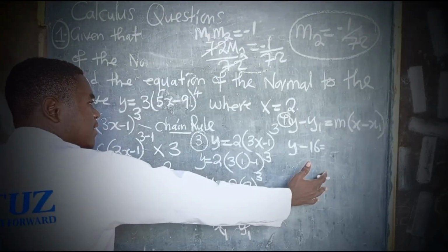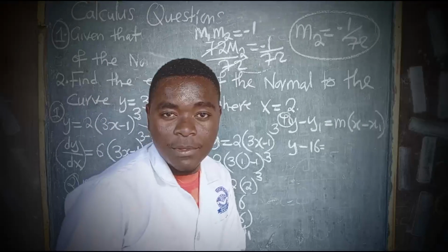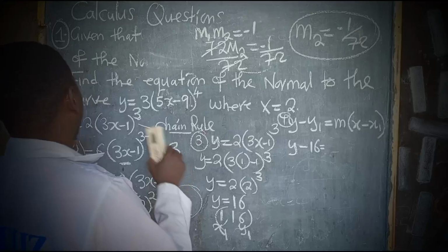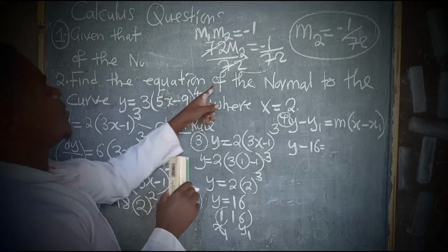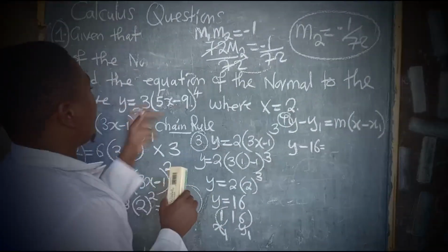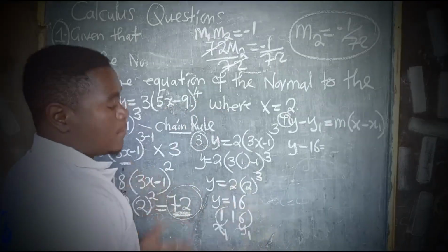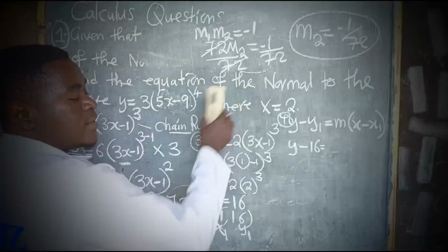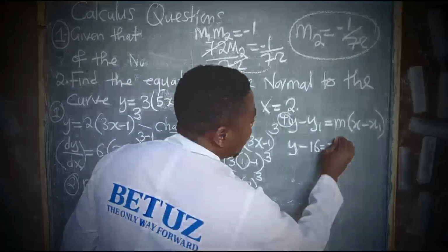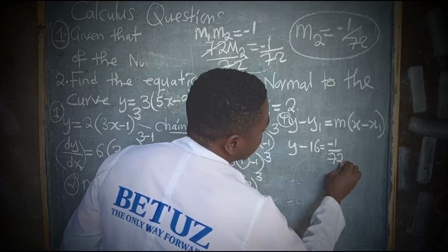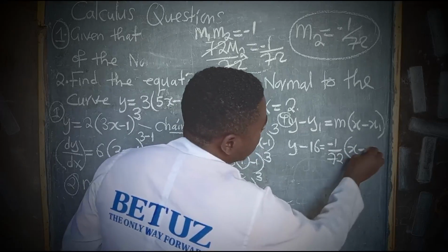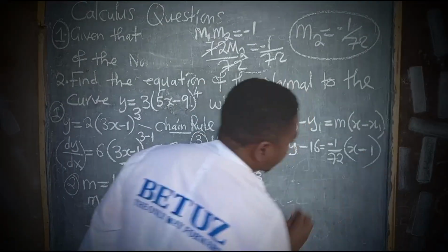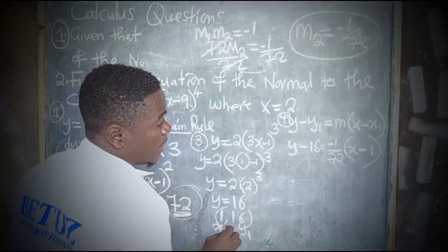The same way I'm answering these questions, this is how you are supposed to answer your question. Hope you've seen your question is here: find the equation of the normal to the curve. So you know what I'm doing, and I guess you are following. This is what you are going to do to answer this one. So -1 over 72, open bracket, x minus, what is x1? 1. I put a 1 there.